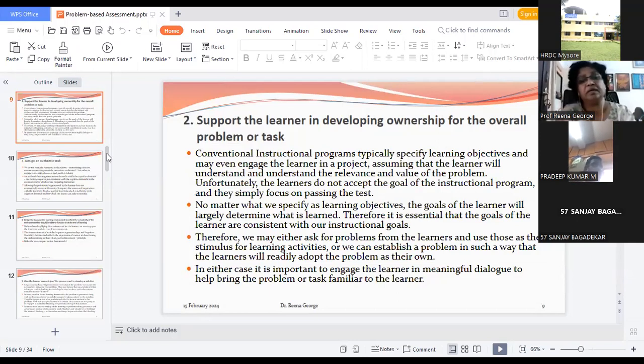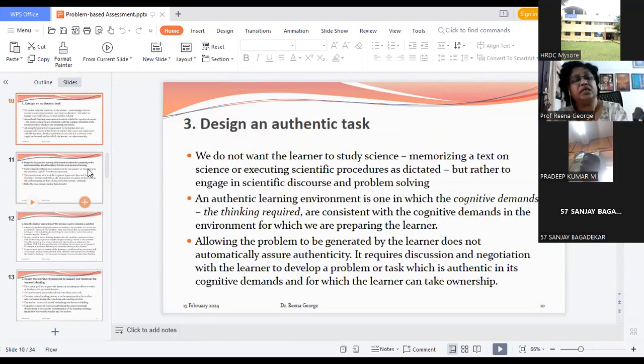Now, here in constructivism, the student is owning up the responsibility of learning. Design an authentic task. Sometimes we find that the students are not interested in the task that is assigned. That is because they don't find any authenticity or the cognitive demand or the thinking required for the task.